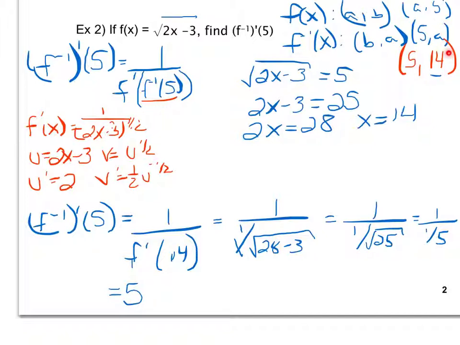Well, notice that if my inverse contains the point (5, 14), then my original function contains the point (14, 5). So my inverse function at the point (5, 14) has a derivative of 5. My original function at the point (14, 5) has a slope of 1/5. So once again, notice that my inverse and my function have reciprocal slopes at the points (a, b) and (b, a). So one last thing to talk about then.